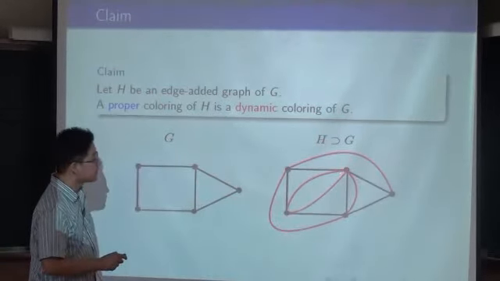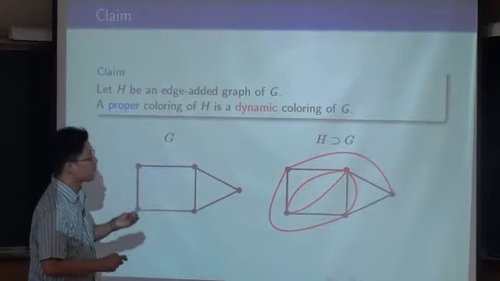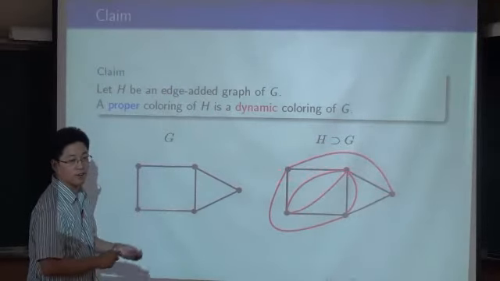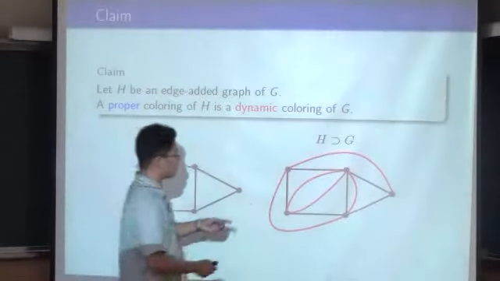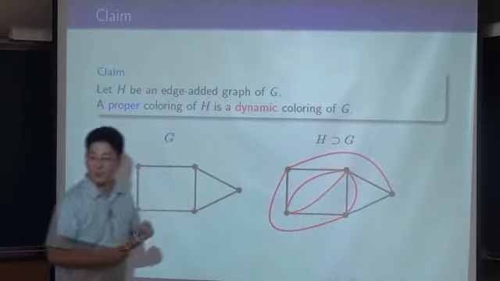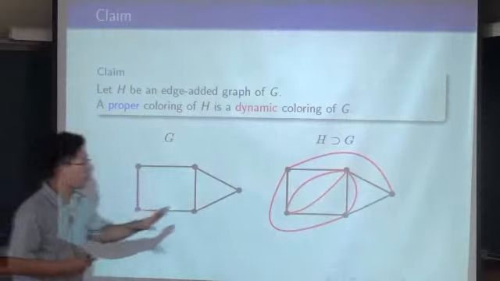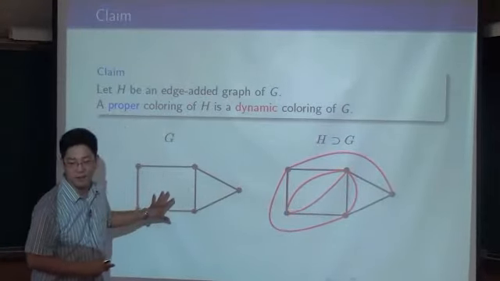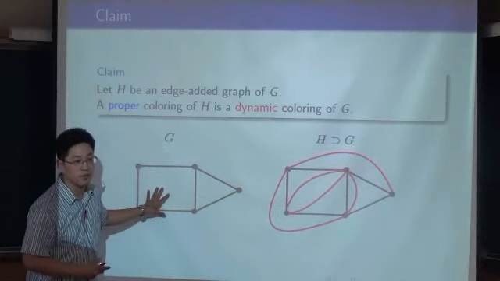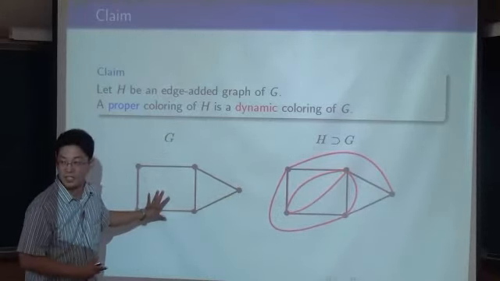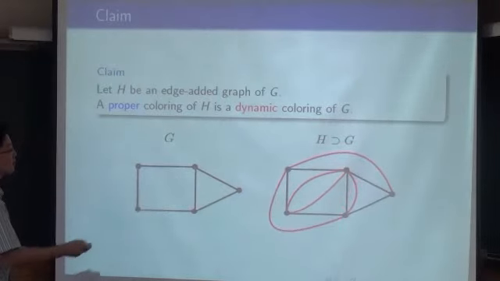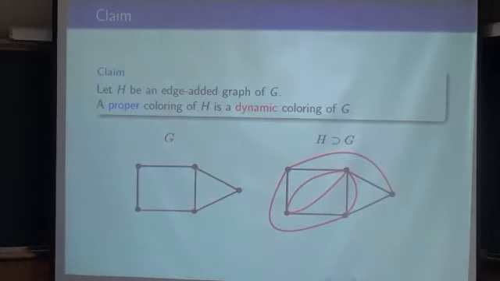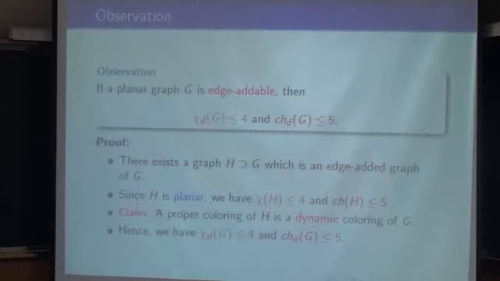Then, since two neighbors of a given vertex are adjacent, the two neighbors should have different colors, right? So if we use that proper coloring, then that satisfies the dynamic coloring condition for the original graph G, right? That's why we think of this kind of supergraph. Okay, and we can make the following observation.